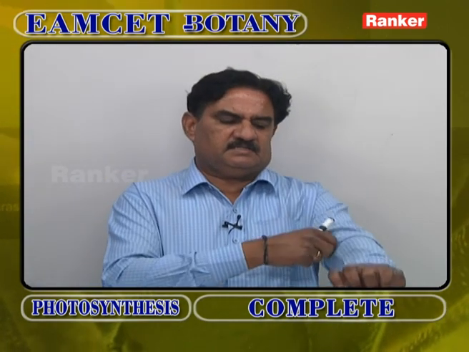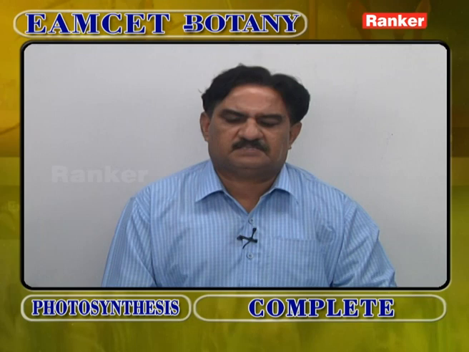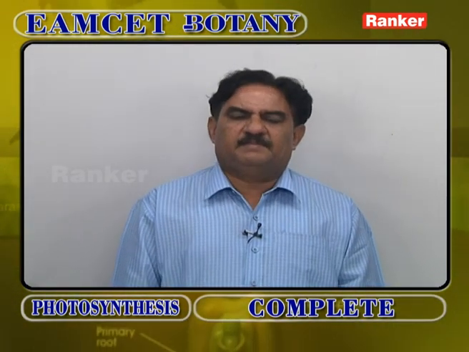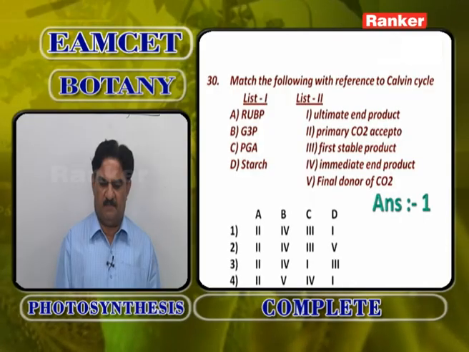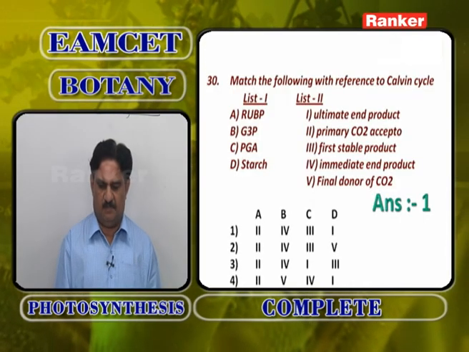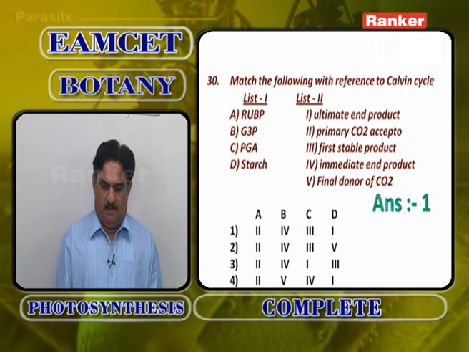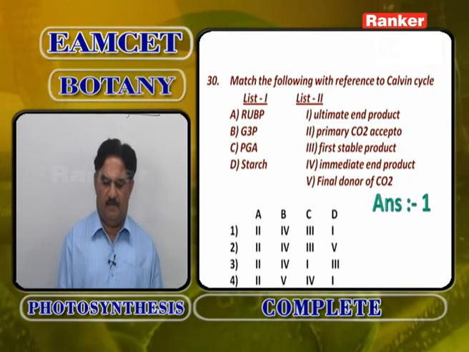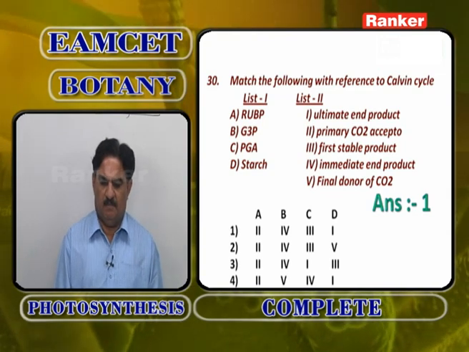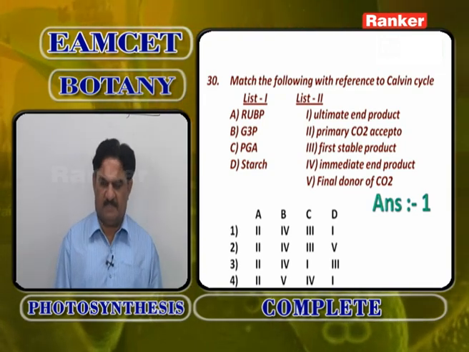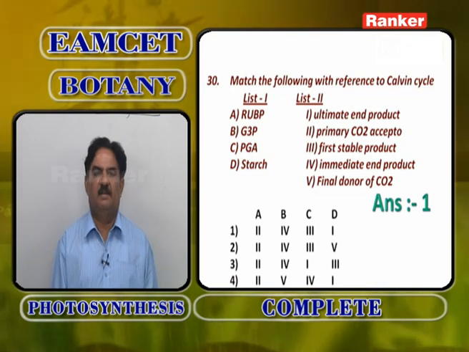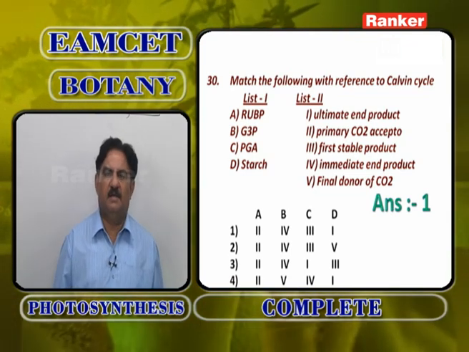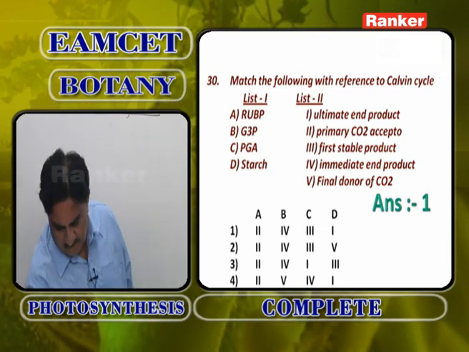The first stable product in the C3 cycle is always phosphoglyceric acid. Starch is the ultimate end product of the Calvin cycle. So RuBP, primary CO2 acceptor. G3P, immediate end product. PGA, first stable product, and starch, ultimate end product. A2, B4, C3, D1, first option.